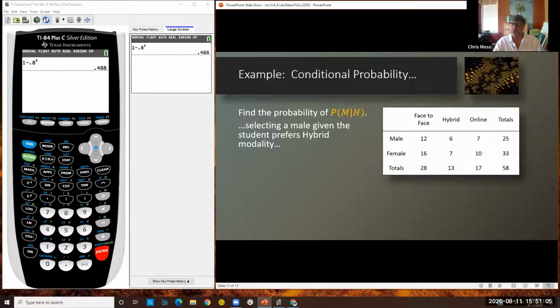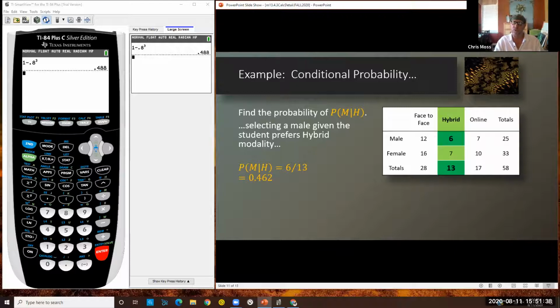There's our data. Do I need it all? No. I'm only interested in the given stuff. That's the stuff that follows the word given. The hybrid data is the data of interest here. I only care about those 13 students. The rest, forget it, not for this question. How many of them are male? Well, 6 out of the 13 students are male. The probability of selecting a male, given the student prefers the hybrid modality, is 6 out of 13, or 0.462.